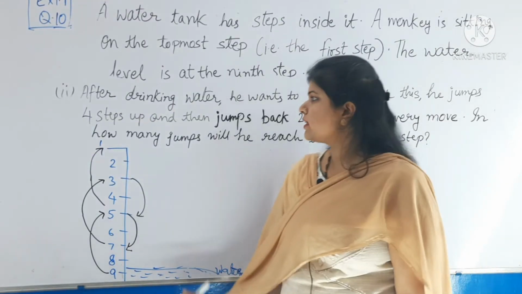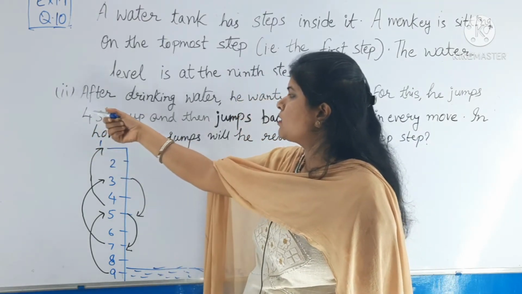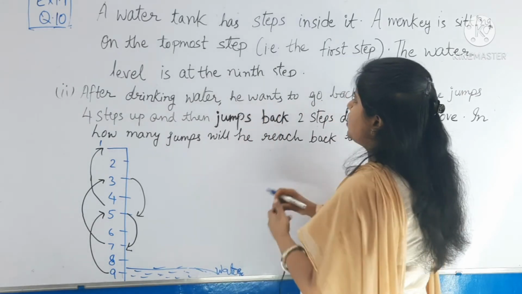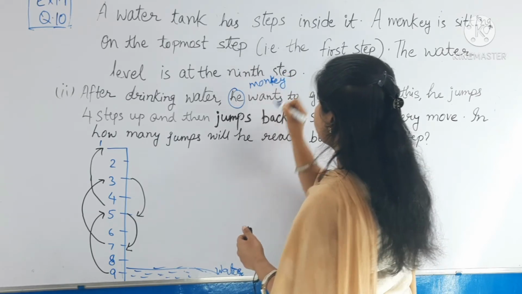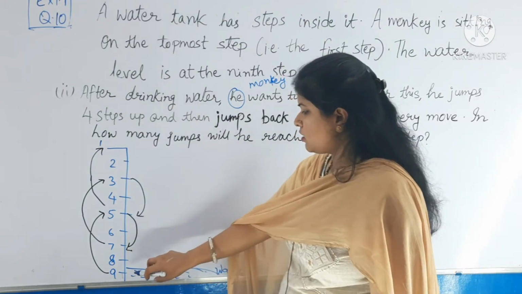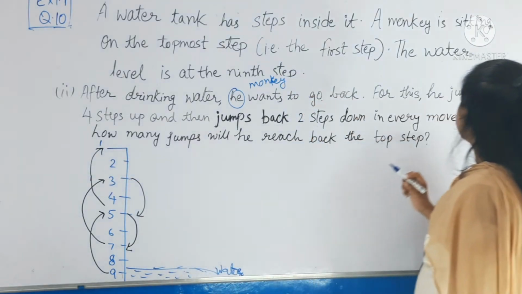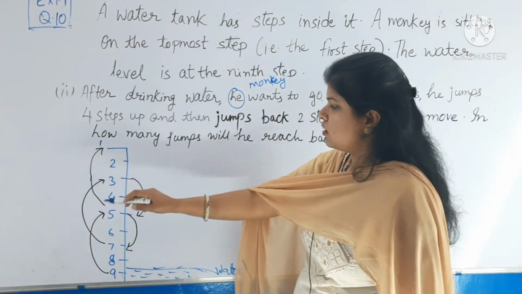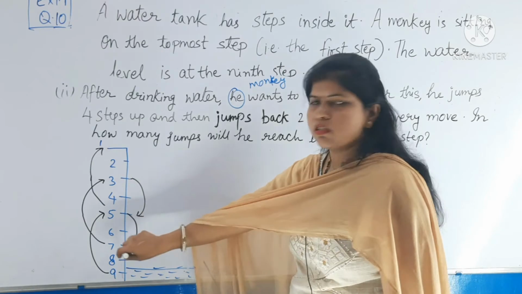Okay students, now let's move to the second part of question number 10. After drinking water, the monkey wants to go back to the first step. So how is he jumping? He jumps 4 steps up and then jumps back 2 steps down.